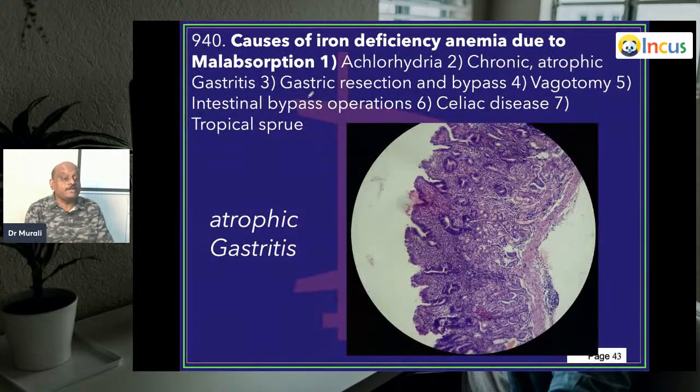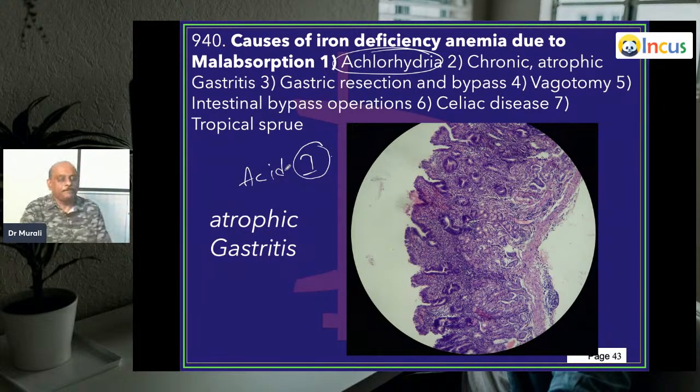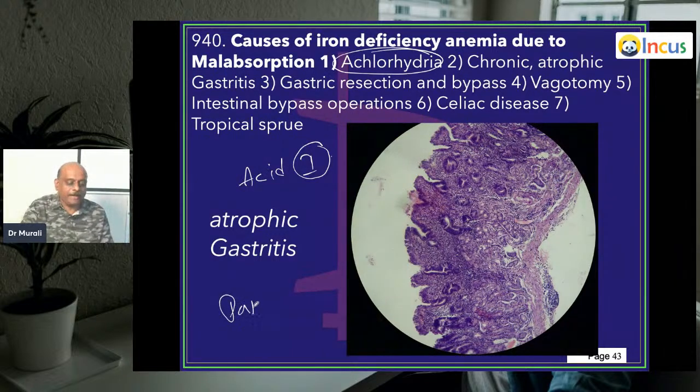What leads to iron deficiency? Because of malabsorption of iron. If there is achlorhydria, because you need an acidic pH for iron absorption. So everybody, what do they take? Pantacid.